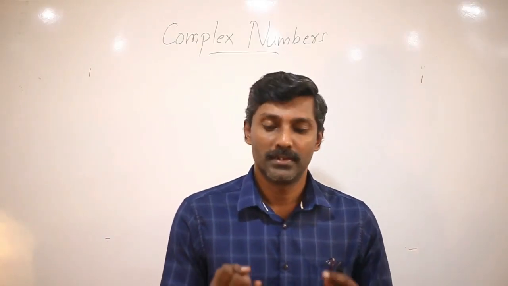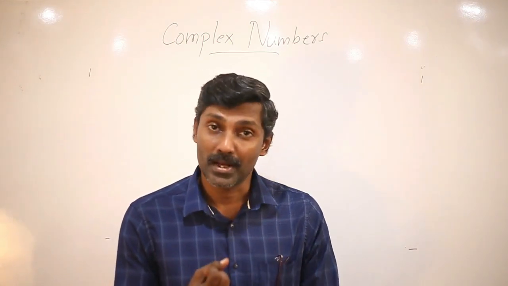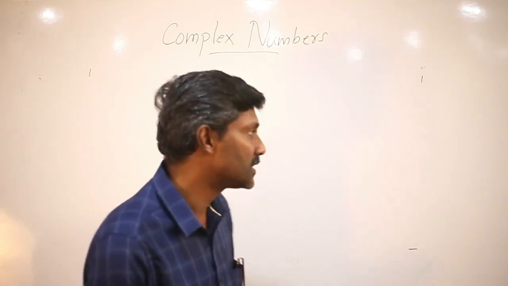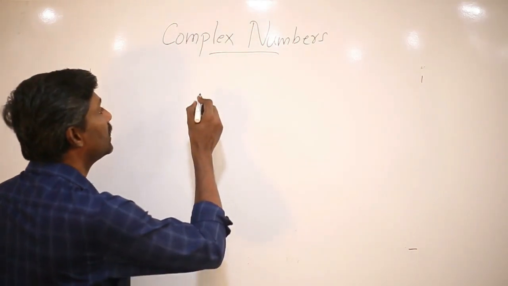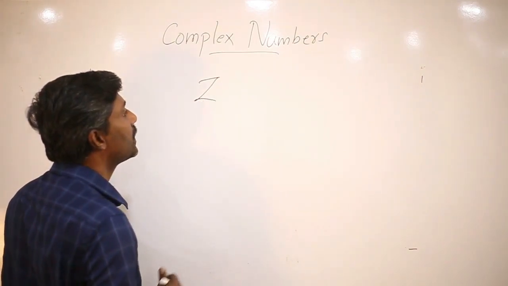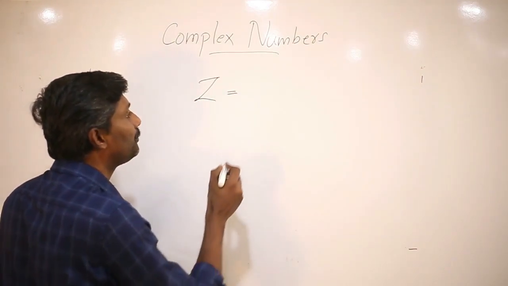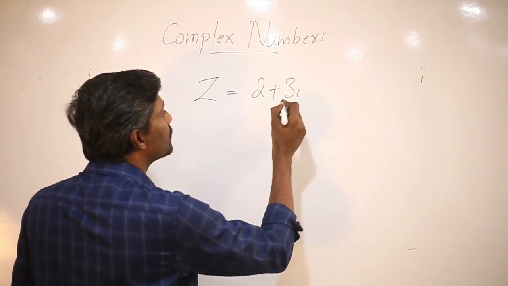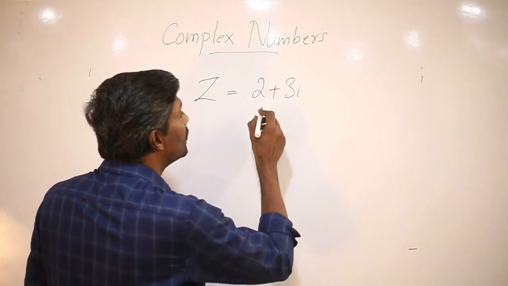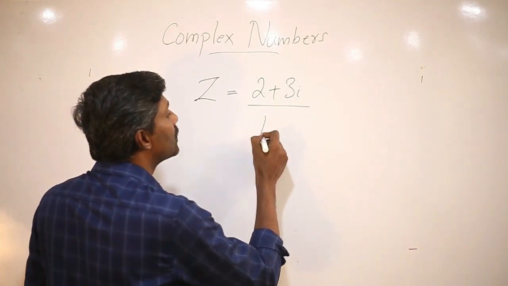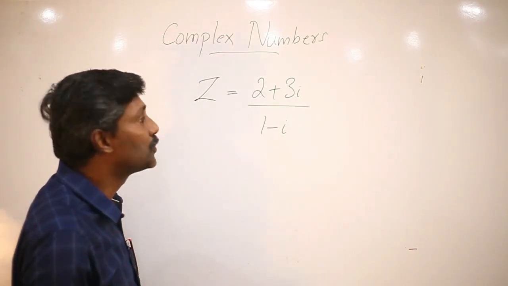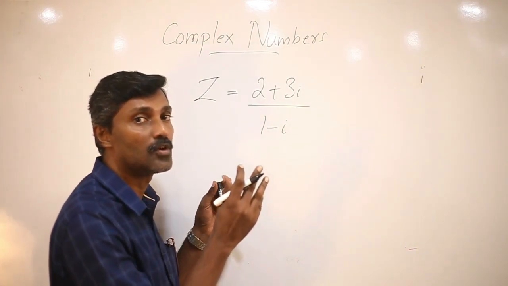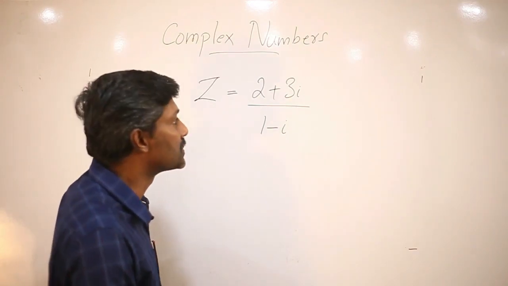Alright, so we covered the addition of complex numbers, subtraction, multiplication, and now we go on to the division of complex numbers. Let's see how we divide two complex numbers. Suppose we have z equal to 2 plus 3i divided by, say, 1 minus i. We have to divide these two complex numbers and express this in the form a plus ib. Let's see how we do this.